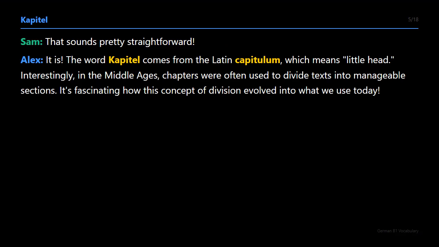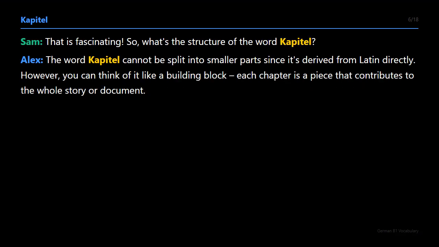That is fascinating. So, what's the structure of the word Kapitel? The word Kapitel cannot be split into smaller parts since it's derived from Latin directly. However, you can think of it like a building block. Each chapter is a piece that contributes to the whole story or document.